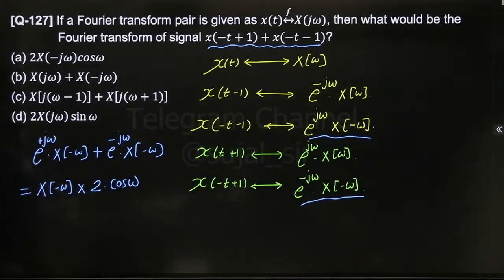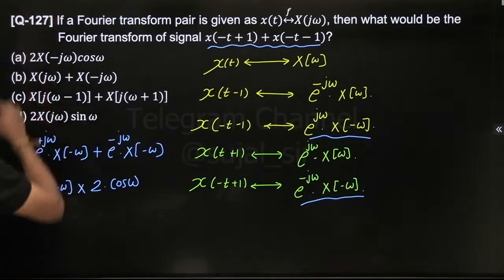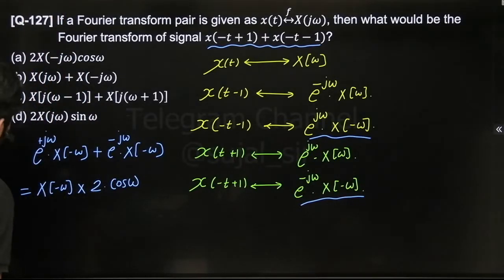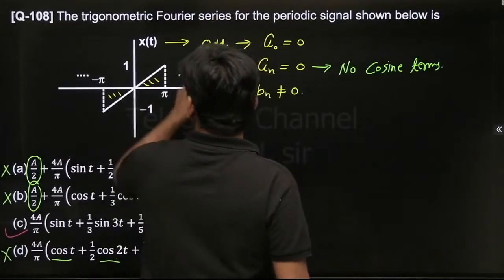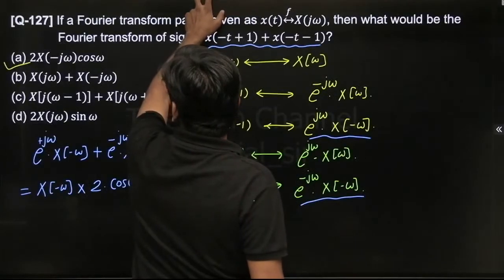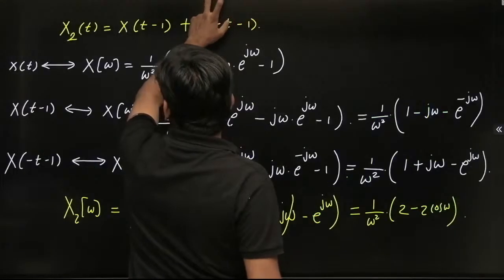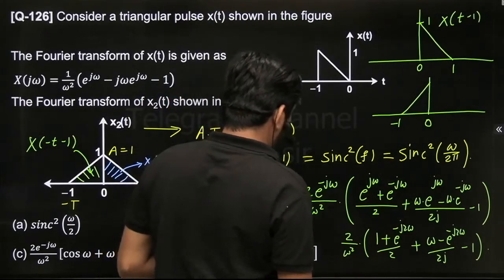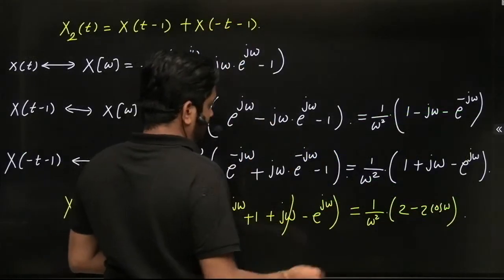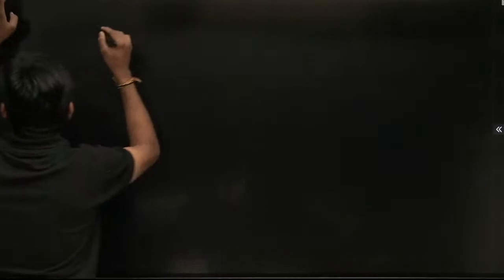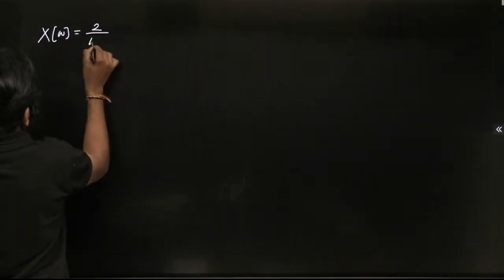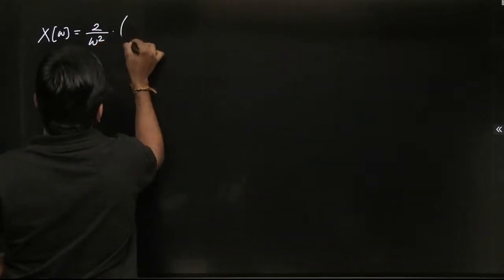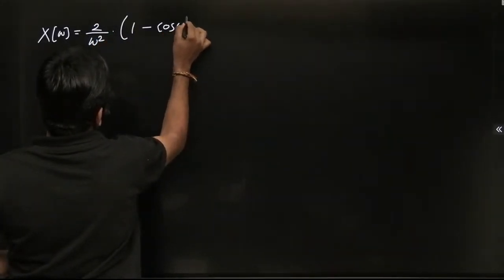So here, which option should be the right answer? Here the correct answer is 2 times this one. Okay, now let me check the previous one, guys. Question number 126, what did we get? 1 by omega square. See, X of omega is nothing but 2 by omega square times (1 minus cos omega).